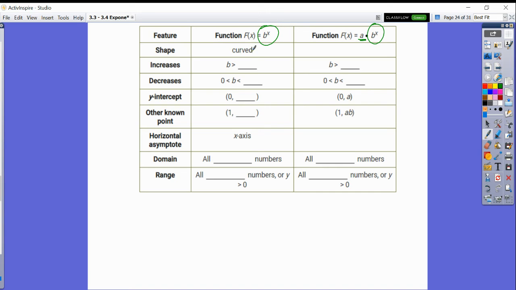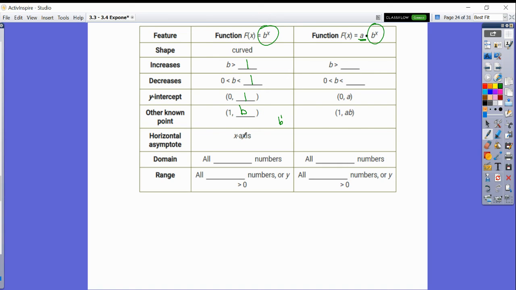We know it's a curved shape, either increasing or decreasing. It increases when b is greater than 1. It decreases when b is in between 0 and 1, like a fraction or decimal between 0 and 1. The y-intercept is always (0, 1) because we haven't multiplied it by anything. The other point, if I plug a 1 in here for x, I get b.